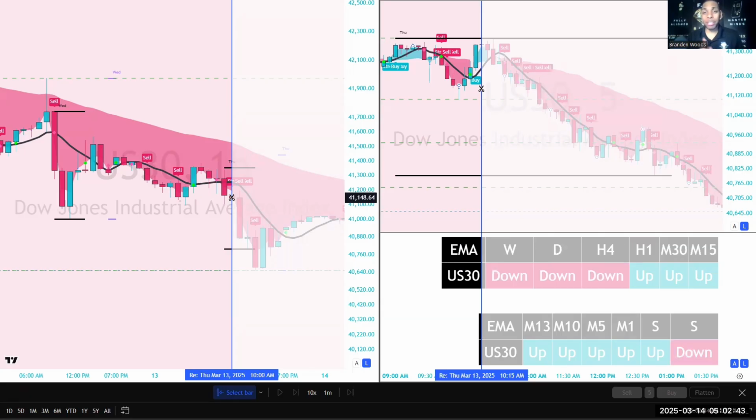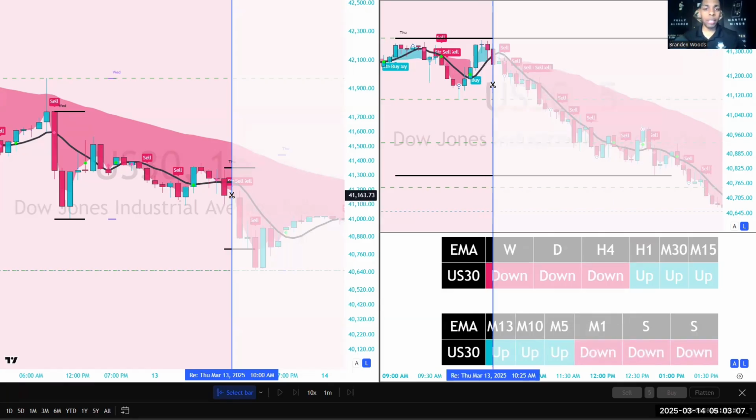So between US 30, NASDAQ, and then a third will be gold, right? A third will be gold. So we're going to go through those three. That's going to give you all the pips that you would ever need, right? So you don't need to jump around from pair to pair. You literally can have it all right there.